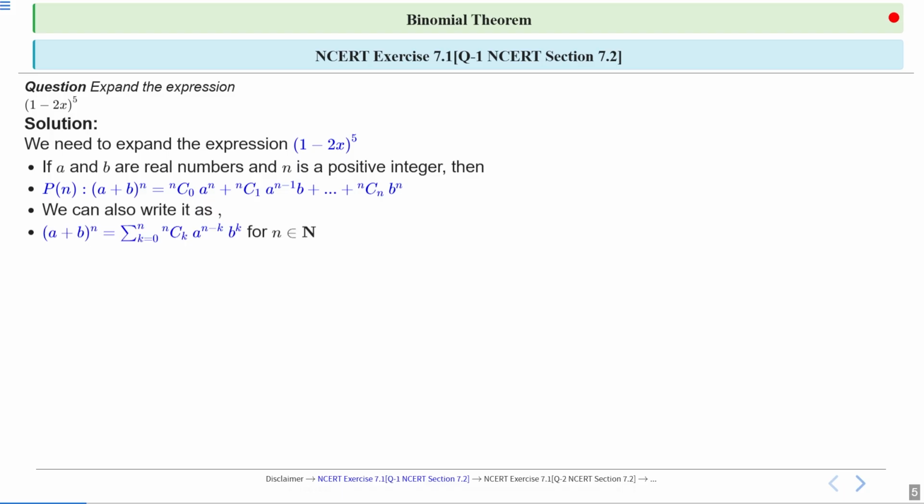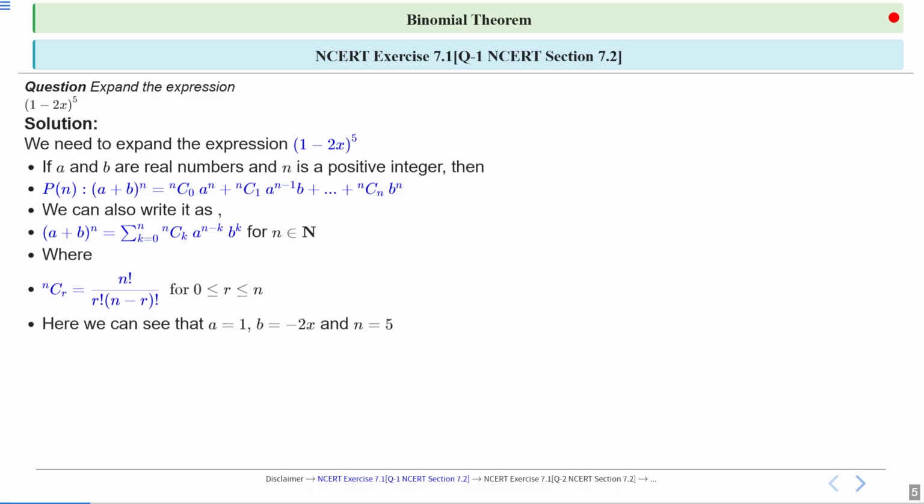We can also write (a + b)^n as the summation k equal to 0 to n of nCk a^(n-k) b^k for n belonging to the natural numbers, where nCr equals n factorial upon r factorial times (n - r) factorial for 0 ≤ r ≤ n.